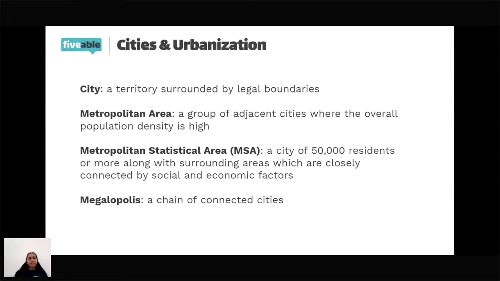And another feature that a city usually has is something called social heterogeneity, which means that there's a lot of diversity amongst the population. So when you go to a city, you're more likely to see a lot of different cultures and different races. You hear a bunch of different languages being spoken. You see different cuisines and different restaurants everywhere.